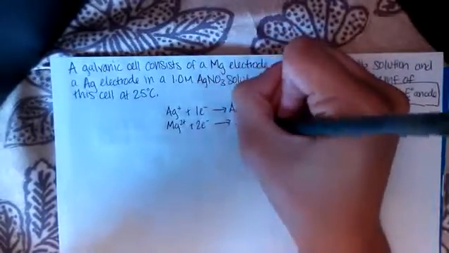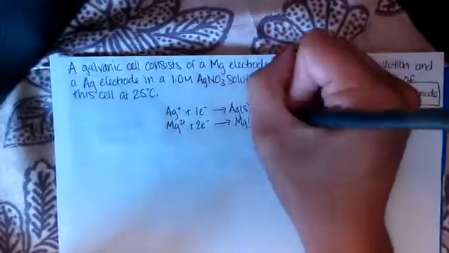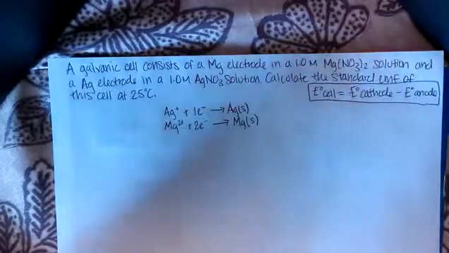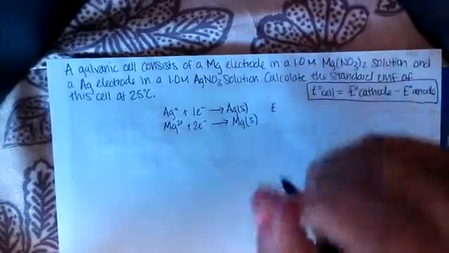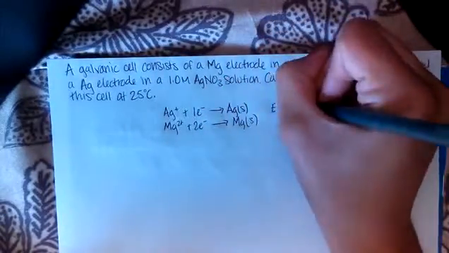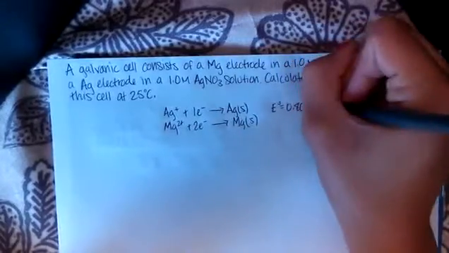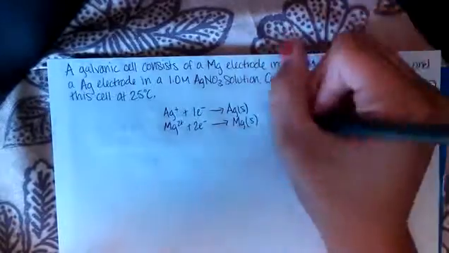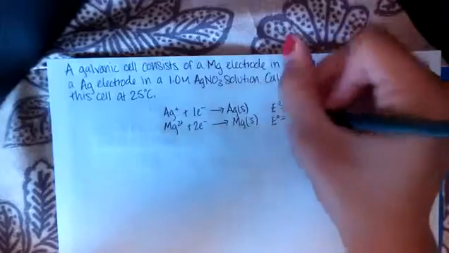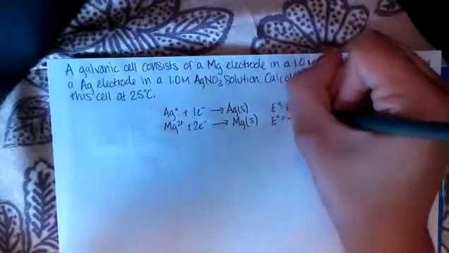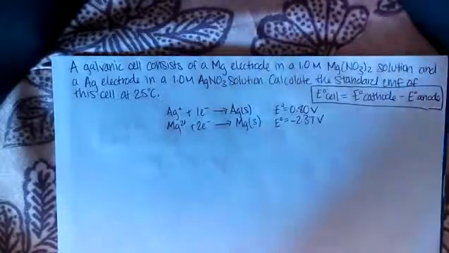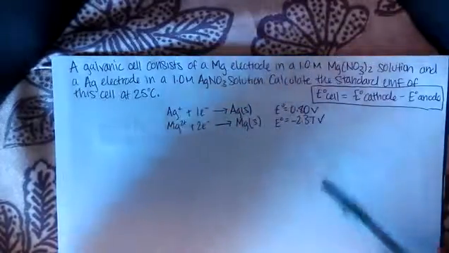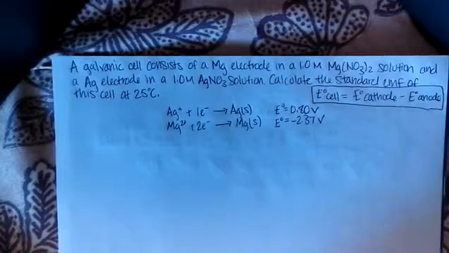And I'm writing them how they would actually be listed from the highest value to the lowest value. So the Ag standard reduction potential is higher. It is at 0.80 volts, compared to the standard reduction potential of Mg, which is negative 2.37 volts. So this is how it would be. It would look very similar. They would be in this kind of order on the table that you would look at.